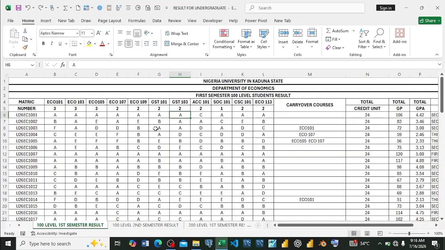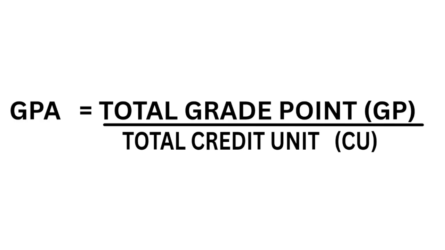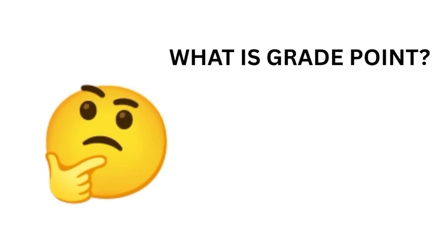Now, to calculate the student's GPA, all you need to do is divide the total grade points by the total credit units. Now, you might be asking, what is a grade point? A grade point is simply the point attached to each grade that a student gets in a course.